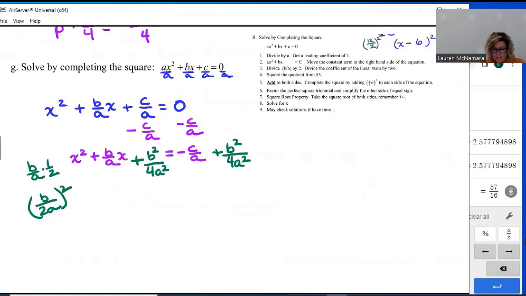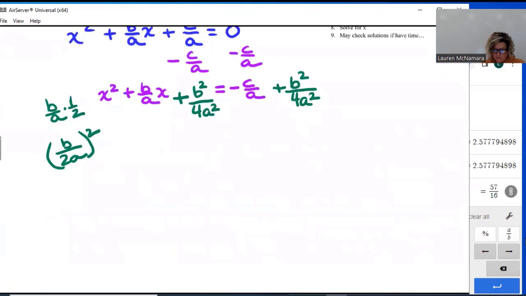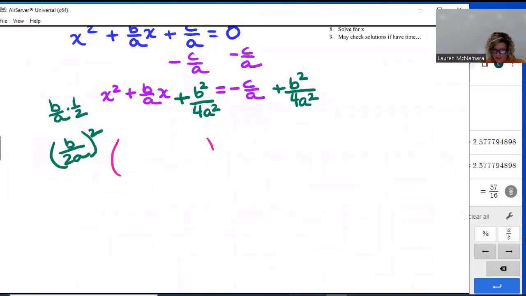My whole point for adding that there is to make a perfect square trinomial so that I can factor it into a binomial squared. What's my first term? X. What's my sign going to be? Plus. What did I square to get this value? It's right here. B divided by 2a.